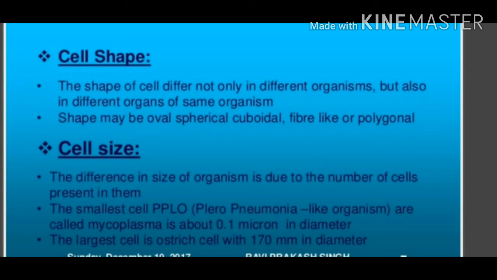Cell size. The difference in size of organisms is due to the number of cells present in them. The smallest cell, PPLO, means pleuropneumonia-like organism, also called mycoplasma, is about 0.1 micron in diameter. The largest cell is the ostrich egg, or ostrich cell, with 170 millimeter in diameter.